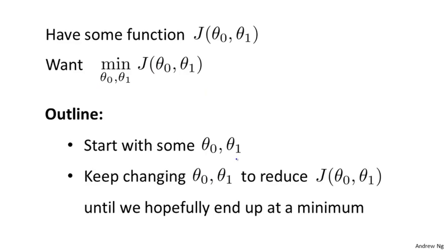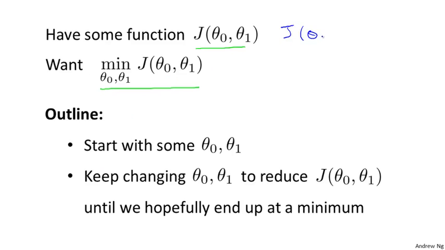So here's the problem setup. We're going to assume that we have some function J of theta 0, comma theta 1. Maybe it's the cost function from linear regression. Maybe it's some other function we want to minimize. And we want to come up with an algorithm for minimizing that as a function, J of theta 0, theta 1. Just as an aside, it turns out that gradient descent actually applies to more general functions.